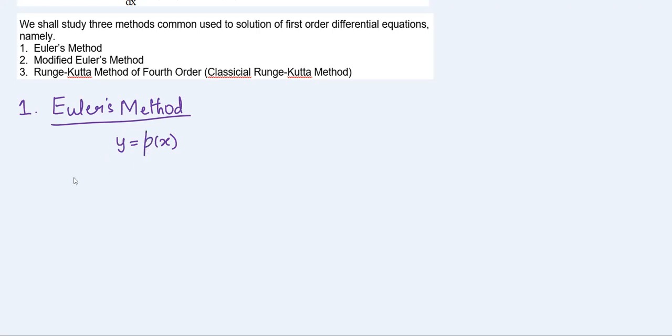Now, given the ODE is of this form, dy by dx is f of x comma y. That's why I chose p of x instead of f, because it's the standard way, where y is a function of x. So at x naught, the value is y naught. Given this, we have to find the solution.